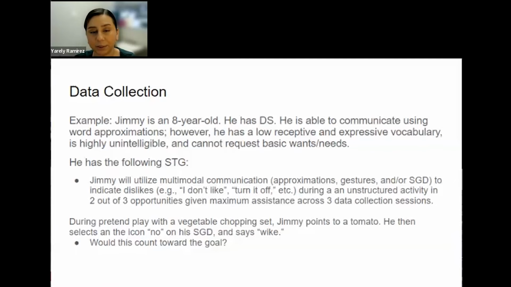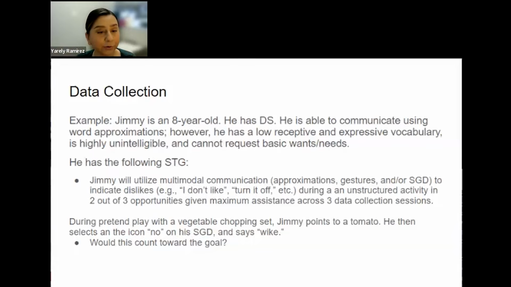So the therapist offered the initial evaluation and created long-term and short-term goals. One of the short-term goals happened to be that he would utilize multimodal communication. So this person set the parameters: one, either approximations, gestures, or a speech generating device to indicate dislikes. So like, don't like it, turn it off, stop it. During an unstructured activity, in 2 out of 3 opportunities given, with maximum assistance across 3 data collection sessions.